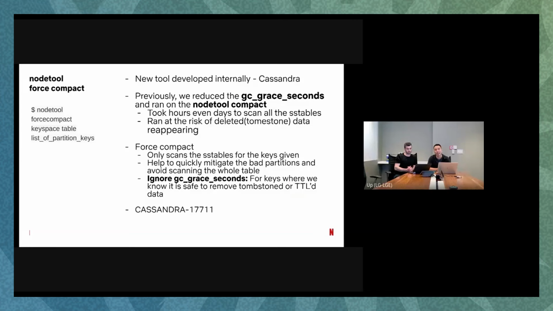The next thing is that force compact can ignore the gc_grace_seconds, which is the retention. Because we know these keys are safe, we know it's safe to remove the tombstone and TTL data. We open sourced the new tool as CASSANDRA-17711 to the trunk, and it'll be in the next trunk release of Cassandra.